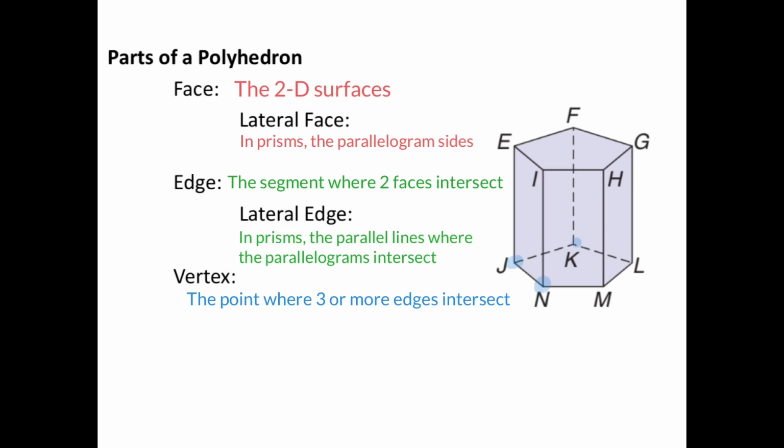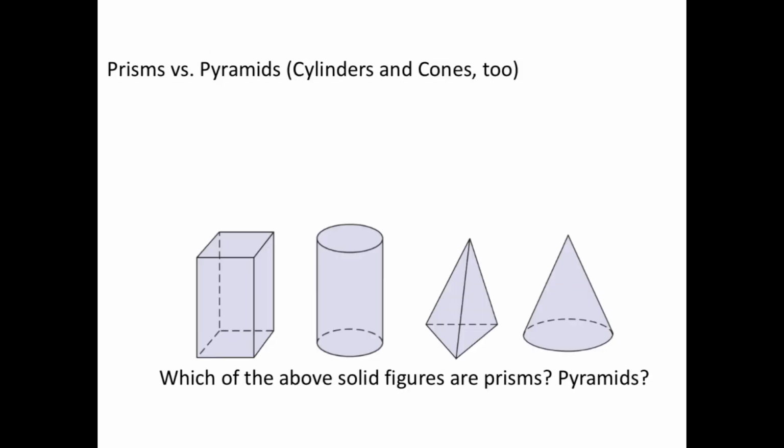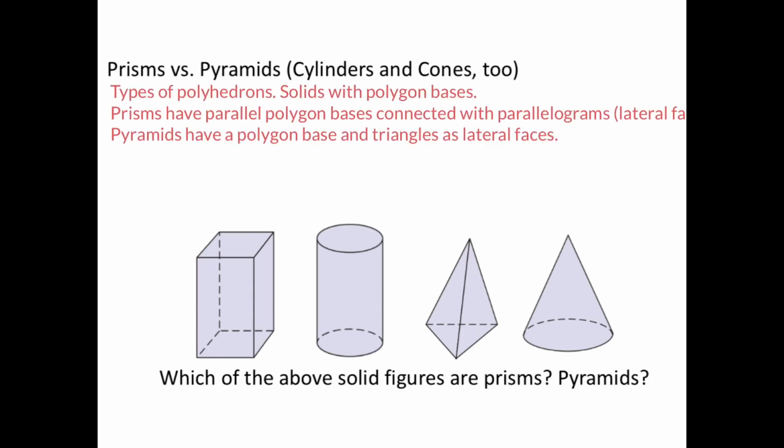So it is a point where all of these letters are naming a vertex that would be the vertices of that particular polyhedron. Now let's take a look at prisms versus pyramids and cylinders and cones too. Prisms and pyramids are types of polyhedrons. They are specifically solids with polygon bases. So in these examples here, prisms have parallel polygon bases connected with parallelograms, which are the lateral faces. Pyramids have a polygon base and triangles as their lateral faces.